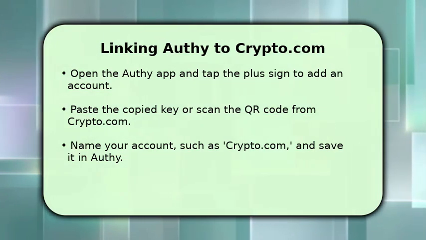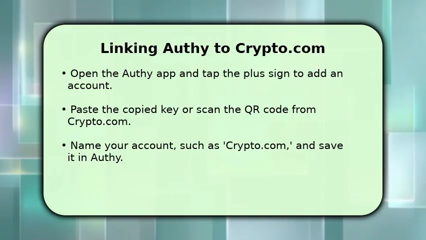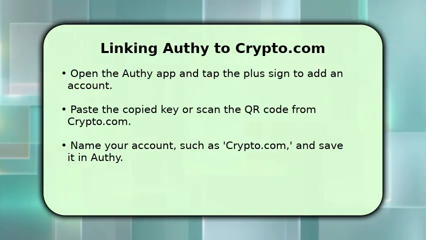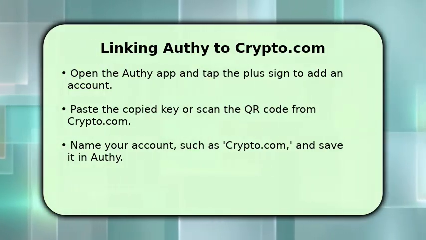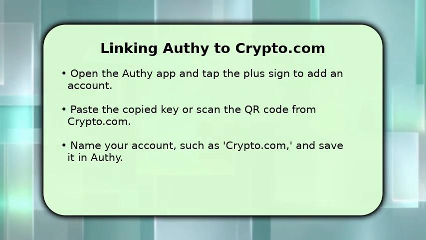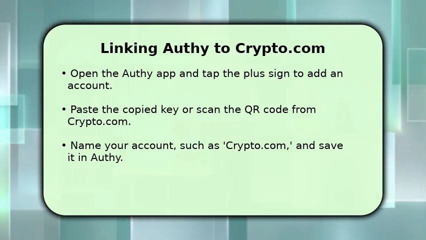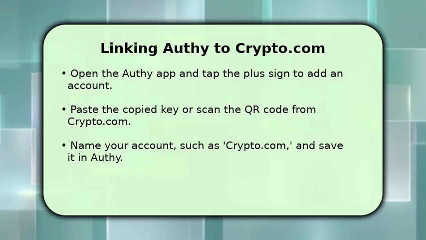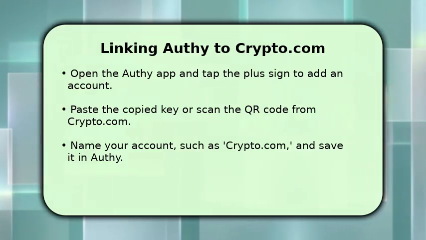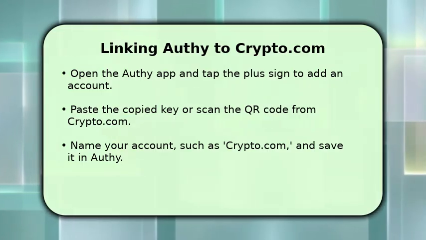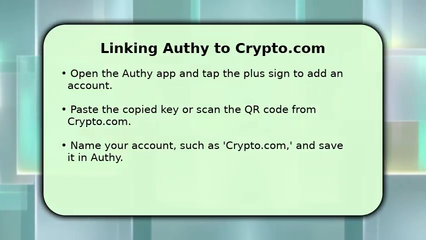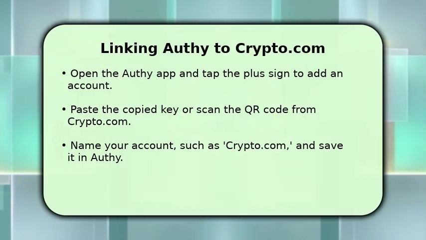Now switch over to your Authy app. Tap the red plus sign at the bottom or the Add Account option. You can either scan the QR code displayed on your Crypto.com app using Authy's camera feature or manually enter the secret key you copied. After adding, give your account a recognizable name like Crypto.com and save it. Authy will then generate a 6-digit code.